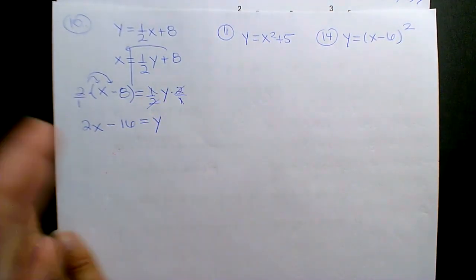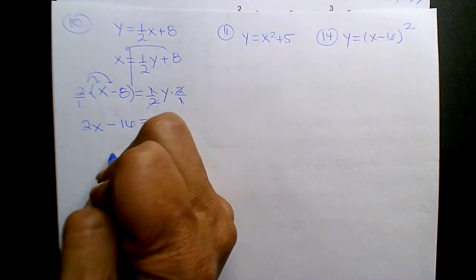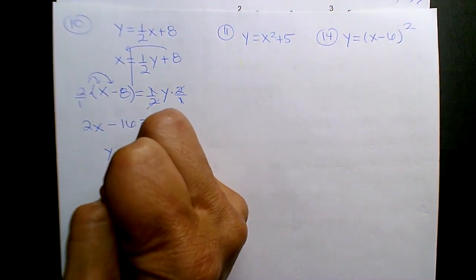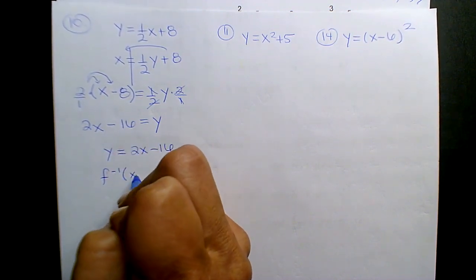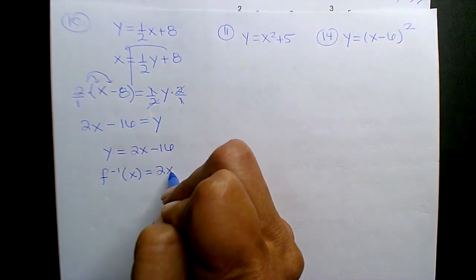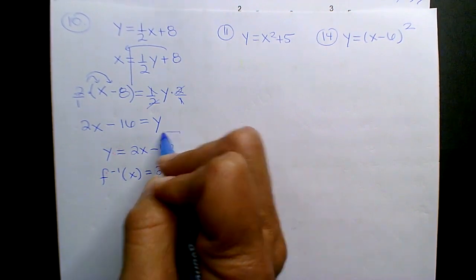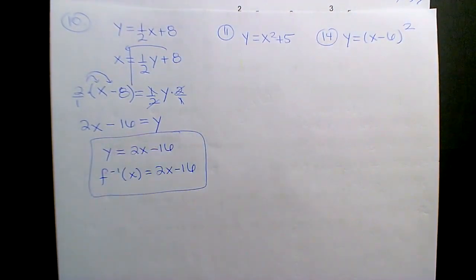Now typically you're used to looking at it with the y starting it off. So it is this, but if you also want to write it as the inverse, it could be that. Okay, so they're the same thing, right?